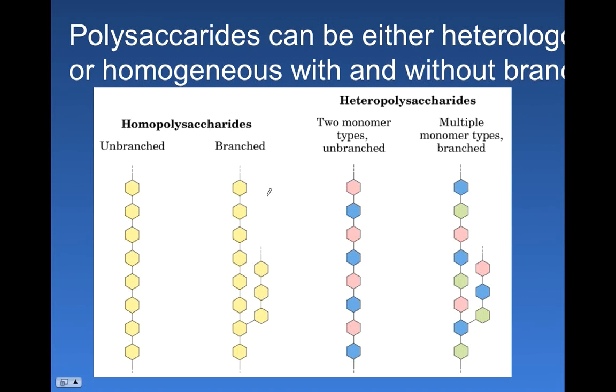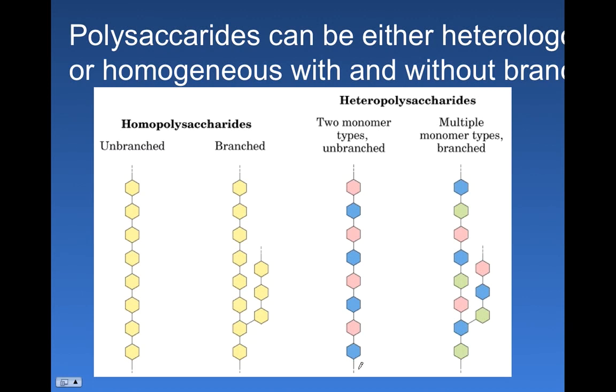Our homopolysaccharides can be branched. Maybe we have a parent chain here of alpha 1,4 linkages, but maybe we have some alpha 1,6 linkages that form branches in our polymer. We can also have heteropolysaccharides that alternate, or maybe it's just random stuff that are branched all over.